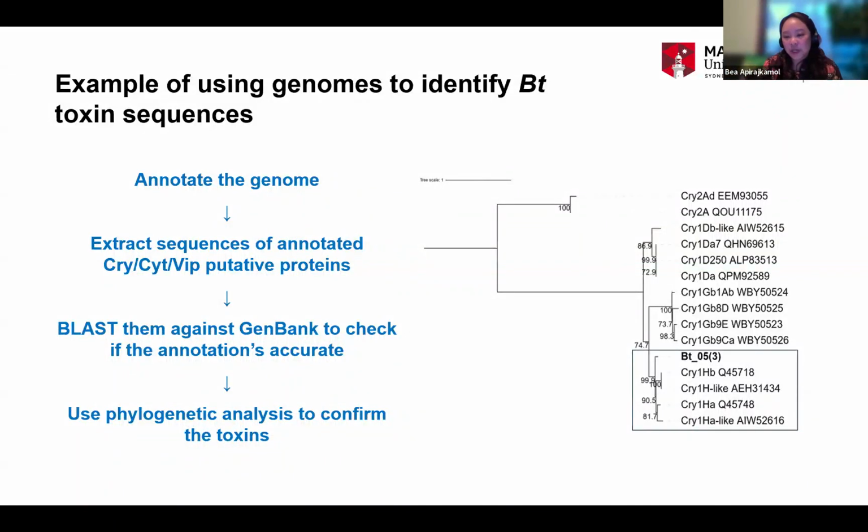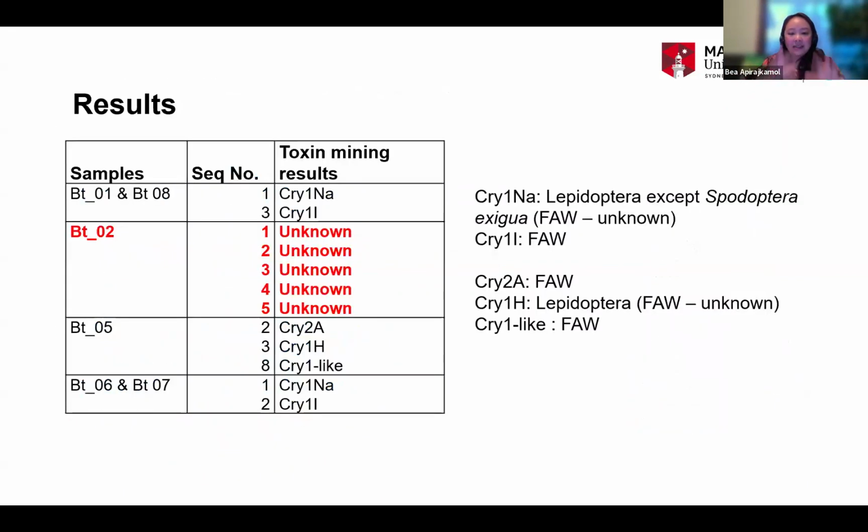cry1HA or cry1HB. And this is pretty much the result of the BT, the successful candidates against fall armyworm. Unfortunately, we found that most of the BT that work against fall armyworm contained toxins that we already know are toxic against fall armyworm, or that fall armyworm is susceptible to. So it's not really that exciting, except for one of the BT.